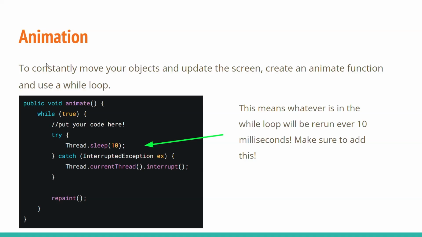And now we're going to move on to animation. So if we're moving our objects, we're going to have to update the screen. So we want to create an animate function and use a while loop. So in public void animate, while true, because this is always going to be running, you're going to have this. This basically just means it's going to rerun every 10 milliseconds. You should have this in your code already, but if you don't, go ahead and add that. And then put your code here that's going to be actually doing the animating.